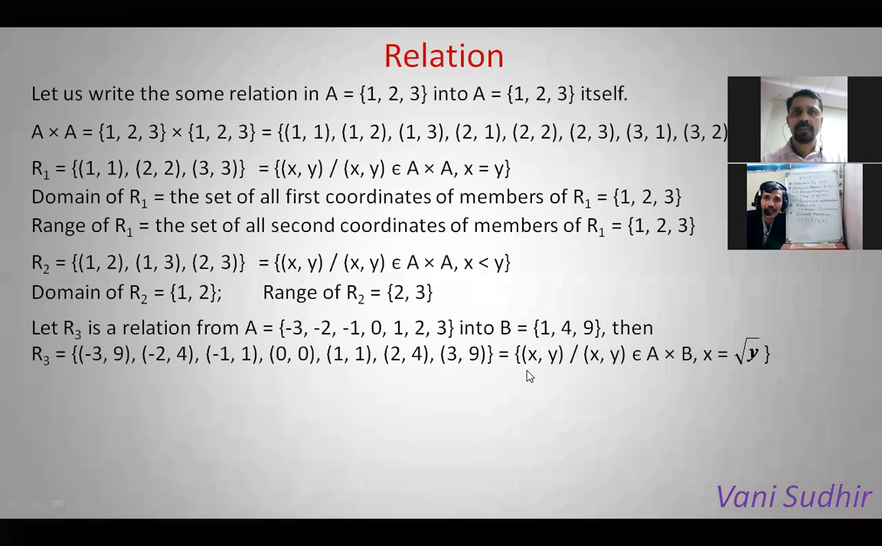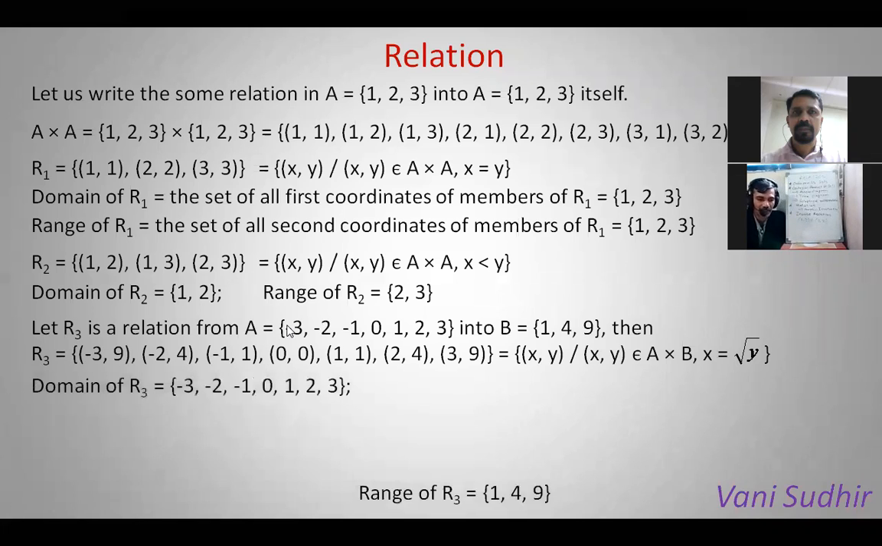How is the first coordinate? The first coordinate is the root of the second coordinate. So x equals root y. That is the formula, see. Next, one more illustration. Here the domain is all integers from -3 to 3 and the range is the square numbers 1 to 9.